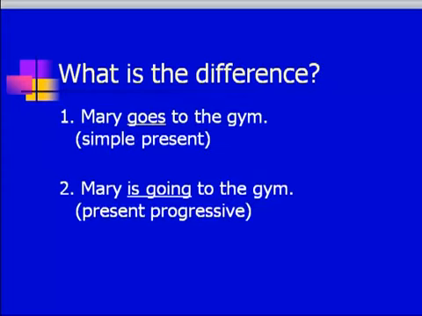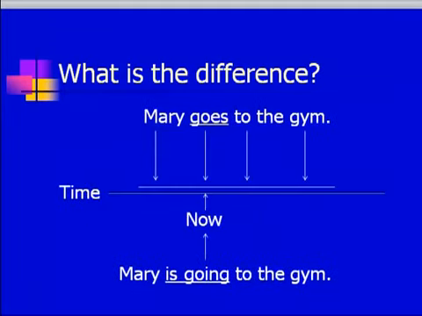So you can look at these two and see what the difference is. Mary goes to the gym, which is simple present, and Mary is going to the gym, which is present progressive. And if we express that with a timeline, it looks like this. Here is time, there's a point in time now. If Mary is actually going at the point of time that you're speaking, you use this present progressive to say Mary is going to the gym.